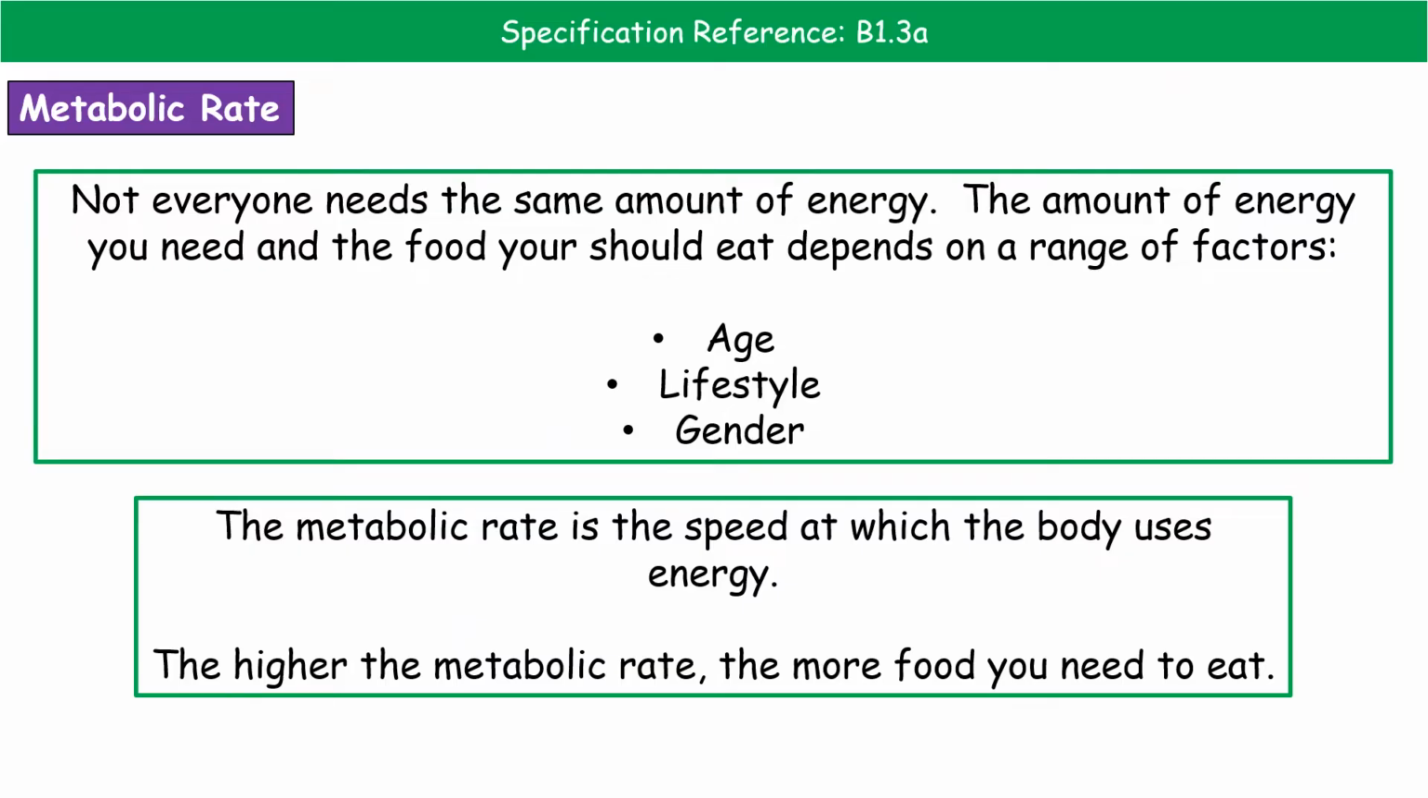So the first thing we're going to look at today then is the idea of metabolic rate. Now, when we're talking about metabolic rate, this is the speed at which your body is using energy. And different people have different metabolic rates. So what we find is that certain factors like your age, your lifestyle, so whether you're really active or quite sedentary, so you spend your life sitting on a sofa, and also your gender, play a role in how much energy you are going to use and therefore how much food you need to eat. Because what we find is the higher your metabolic rate, the more food you need to eat to provide that energy.